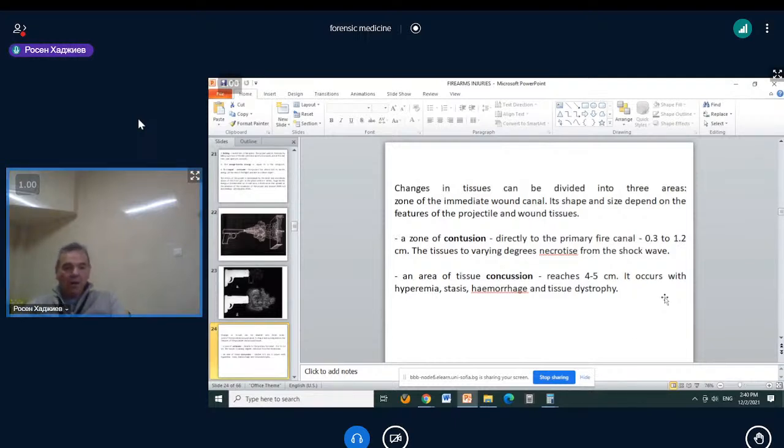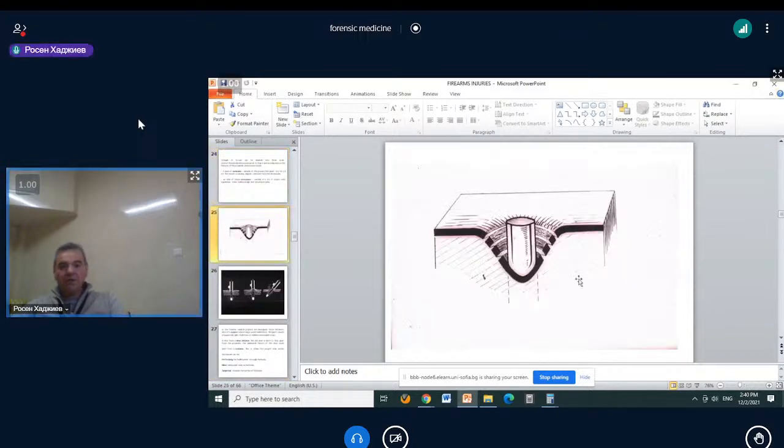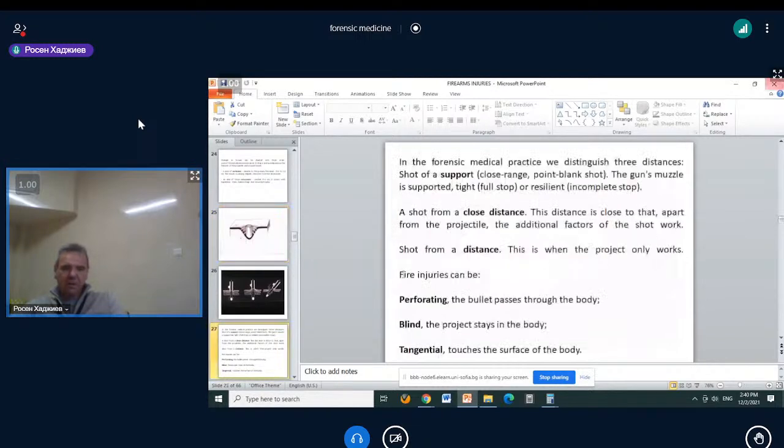There is full recovery only in the third area of tissue concussion. These two zones are without recovery because the tissues are under necrosis. How is the bullet acting over the body? The skin is folded inside, and due to a rotational movement of the bullet, the skin is abraded, not only folded inside, but abraded. That's why we will see some specific features of the entrance wound.